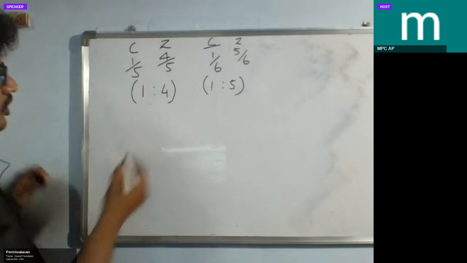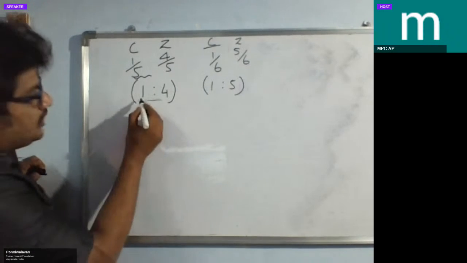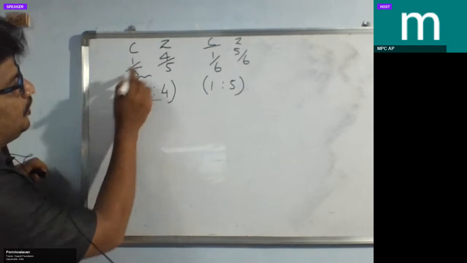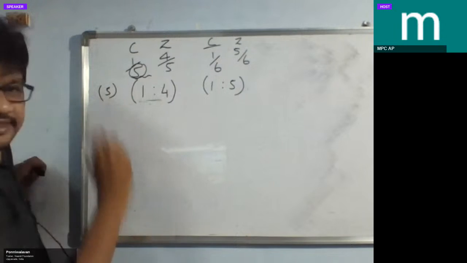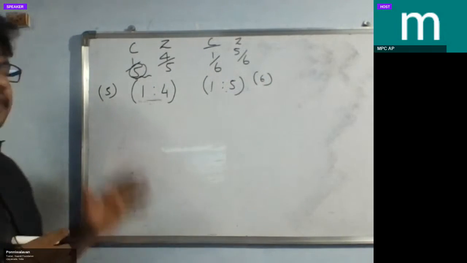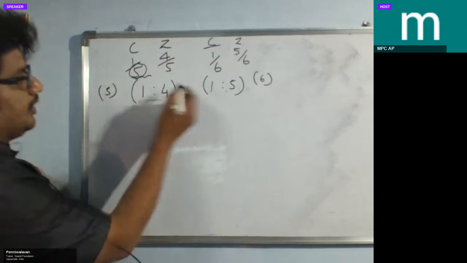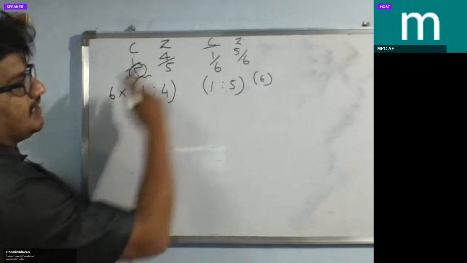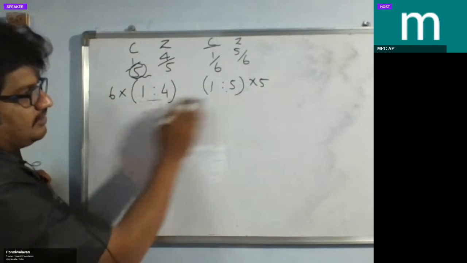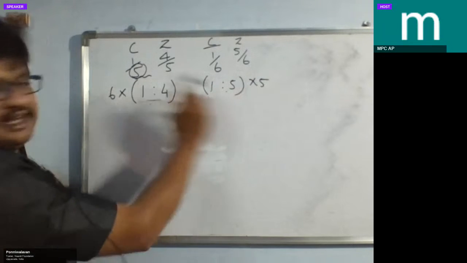Now, what is the total unit? Listen, 1 plus 4, the total unit here is 5. Here it is 6. To make it common, what do we need to do? Multiply this by 6 and multiply this by 5, because this total unit is 5 and this total unit is 6. I want to make it common.